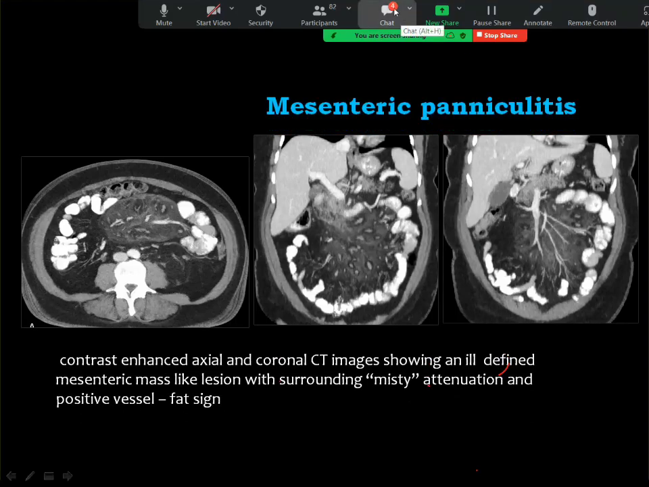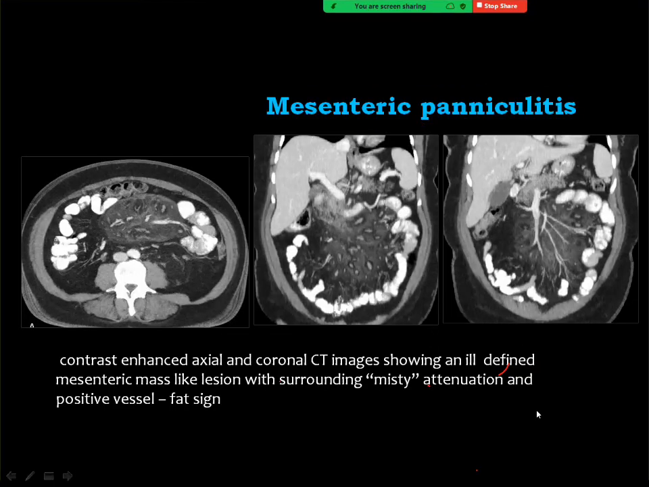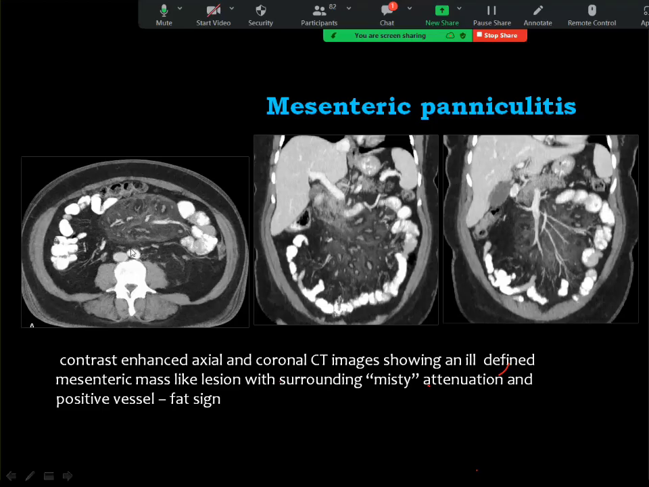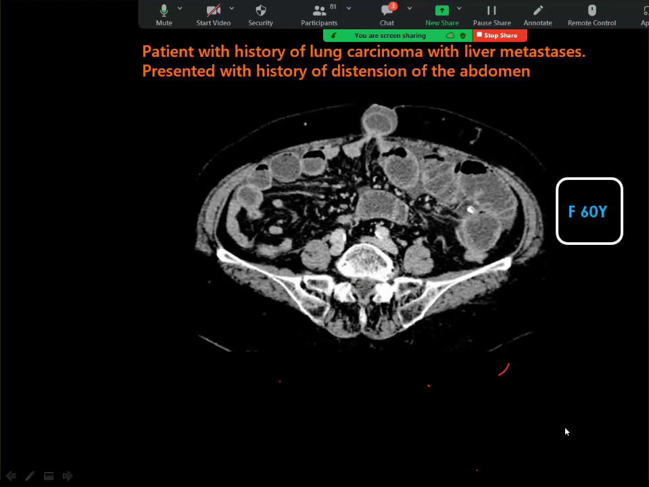Okay, sorry for this, and you answered good. This is mesenteric panniculitis, and you see almost the ground glass appearance or the misty appearance of the mesentery with the characteristic fat halo sign around the vessels, which are diagnostic of mesenteric panniculitis. Next case is a female 60 years old with past history of lung cancer and liver metastasis, presented with history of abdominal distension.